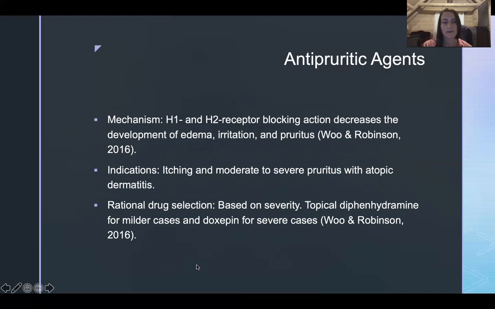Antipruritic agents, mechanism of action: it blocks H1 and H2 receptors and decreases the development of edema, irritation, and pruritus. Indications: itching and moderate to severe pruritus with atopic dermatitis. Rational drug selection is based on severity. Topical Benadryl for milder cases and doxepin for severe cases.